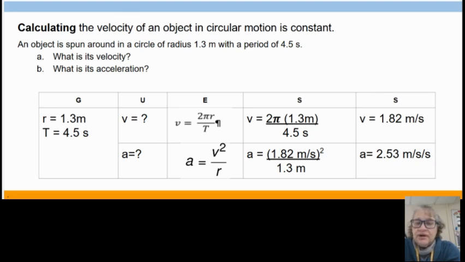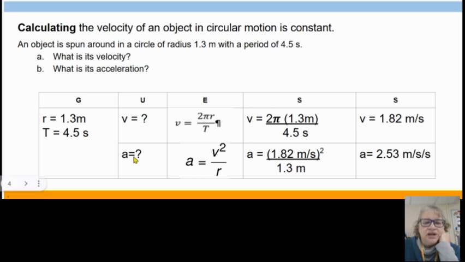First, we have to figure out what its velocity is, because we need to know the velocity. So our givens are 1.3 meters is the radius and 4.5 seconds is the period. We can use those to find the velocity. Remember, the velocity is 2 pi times the radius divided by the period, which gives us 1.82 meters per second.